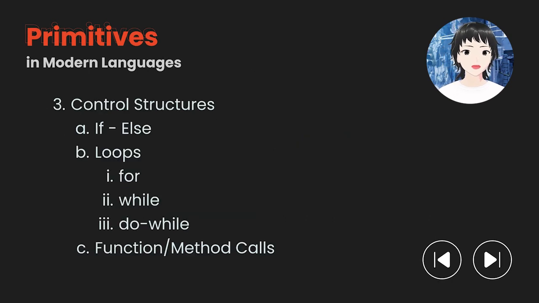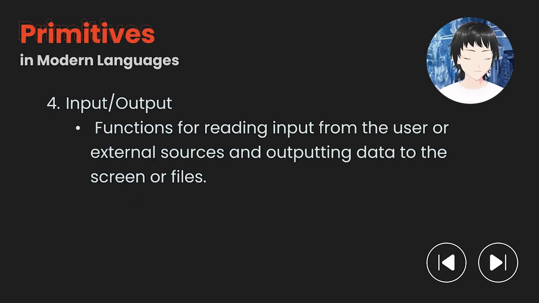The next primitive I can move on to is control structures, which are mainly used. There are 3. So one is if-else. Second are the loops, like the for loops, while loops, and the do-while loops. And third is the function or the method calls. So these are the 3 basic control structures in Python language.